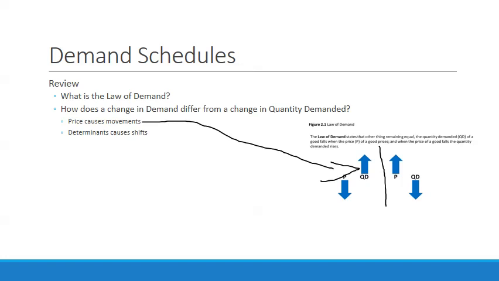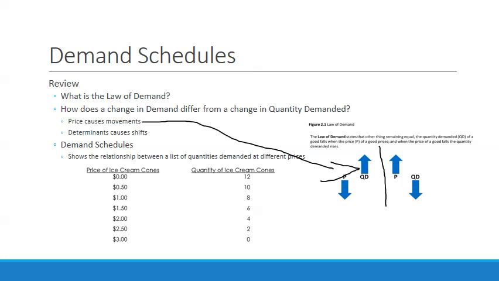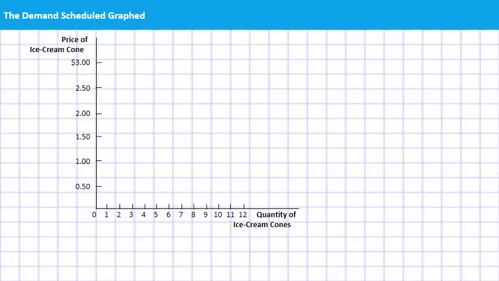So what are the types of determinants? Well, when we're talking about the demand schedules, these show the relationship between a list of quantities demanded at different prices. Our determinants are things like income, price of related goods, expectations, taste, and size of the market. Those determinants will cause demand to shift to the left and to the right. So this is our demand schedule we're going to work with, noticing that we see the price of ice cream cones going up and the quantity of ice cream cones going down.